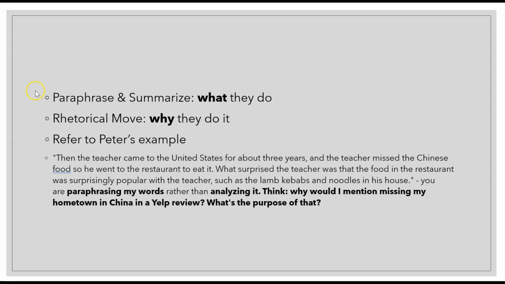So we just discussed paraphrasing and summarizing. These two concepts are about what the texts are doing. And then I want to introduce the concept of rhetorical move. This concept is concerned with why they do it. Let me show you an example.